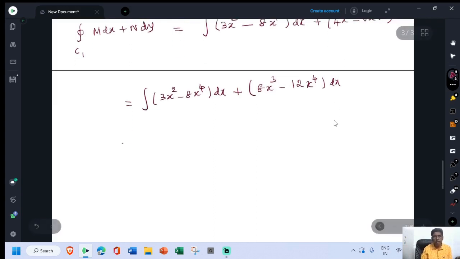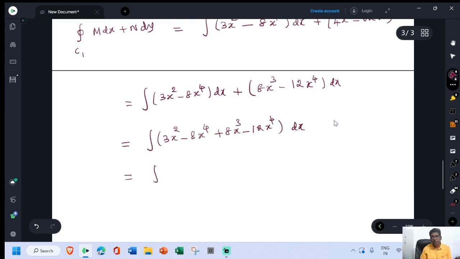Now simplify this. 3x square minus 8x power 4 plus 8x cube minus 12x power 4, entire multiplied by dx, which is equal to 3x square minus 8 plus 12, that is 20x power 4, plus 8x cube, entire multiplied by dx. Now we should come to the limits.